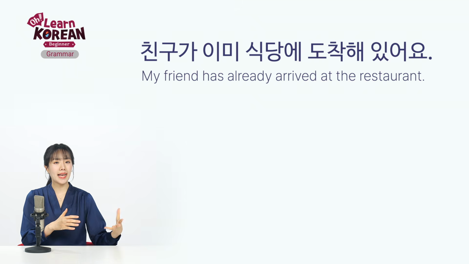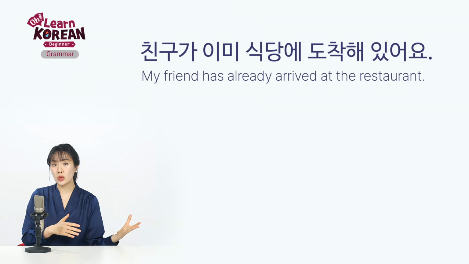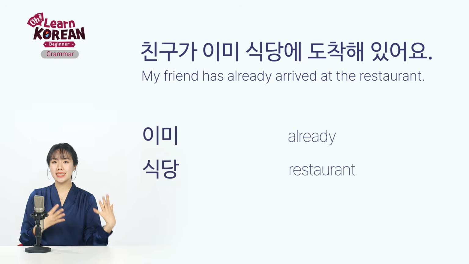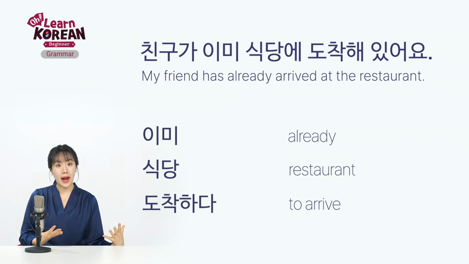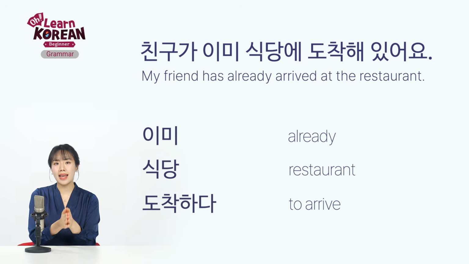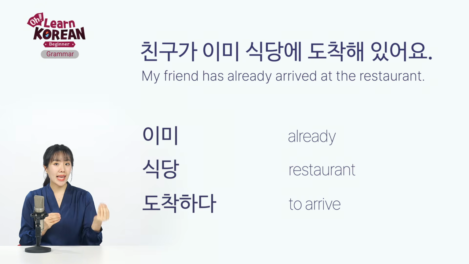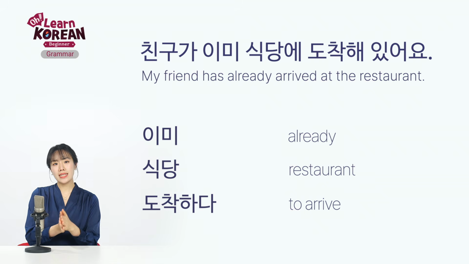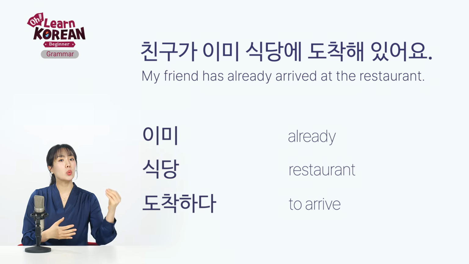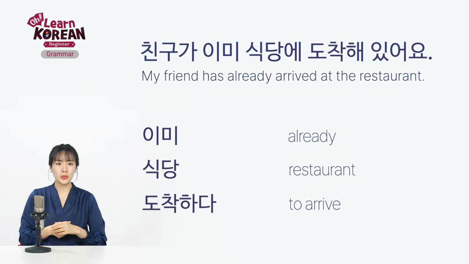My friend has already arrived at the restaurant. 친구가 이미 식당에 도착해 있어요. 이미, already, 식당, restaurant, 도착하다, to arrive. 도착하다 is a 하다 verb, so it simply becomes 도착해 있어요. It tells us your friend is already there waiting for you. 친구가 이미 식당에 도착해 있어요.